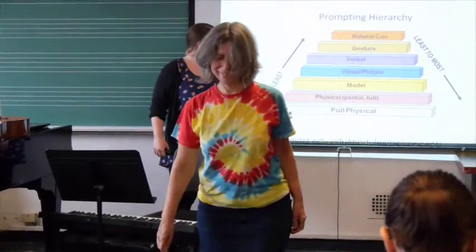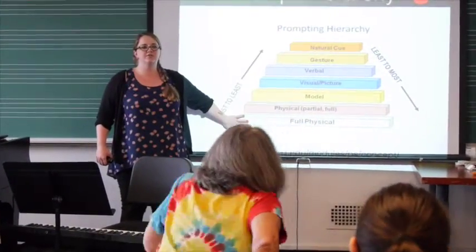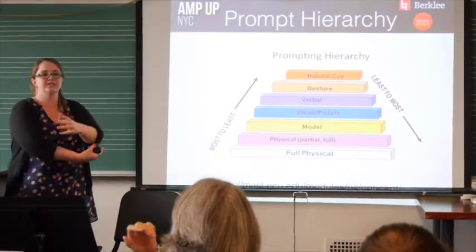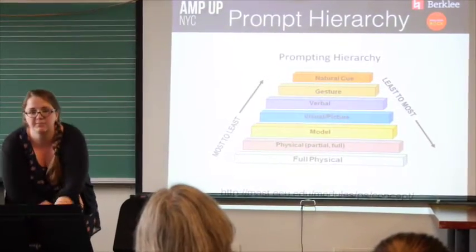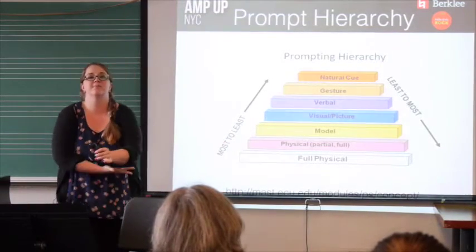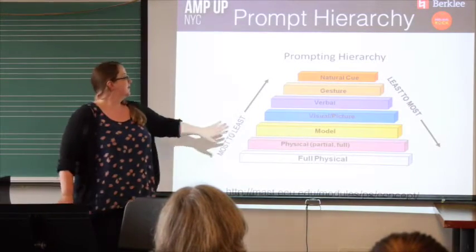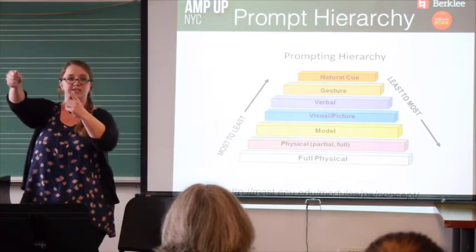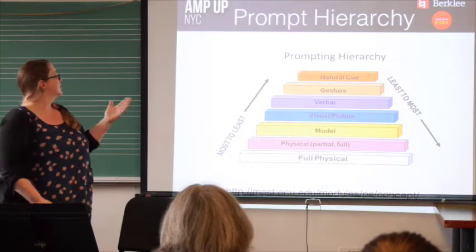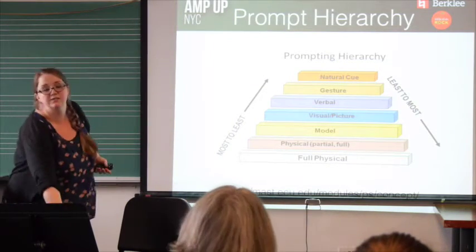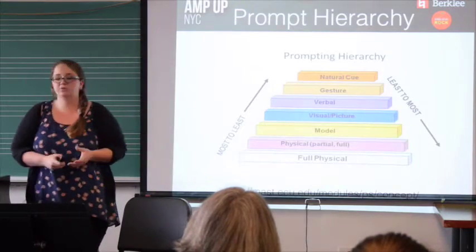If we start from here, this is the most assistance. That's when you're giving a full physical prompt. That's when you would help somebody by taking their arm and placing it by the thing that you want them to do. Partial physical, maybe you would tap their elbow to get them to do it. Model, you show them. Visual, I would have a picture of the black keys, and I say, play the black keys. Verbal, that's kind of a natural cue sometimes. Gesture, I pointed to them, and then the natural cue.